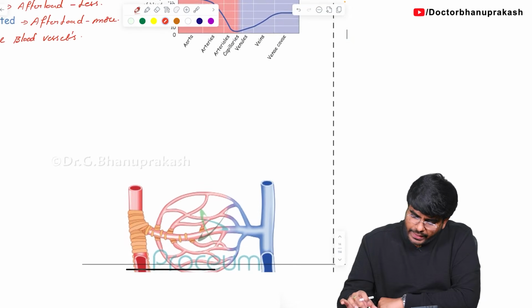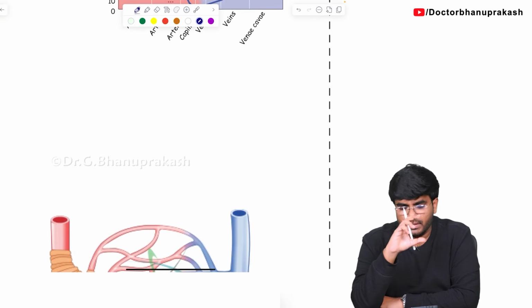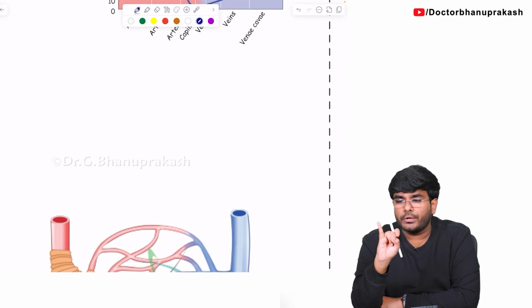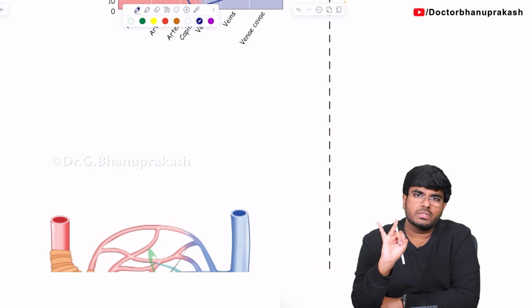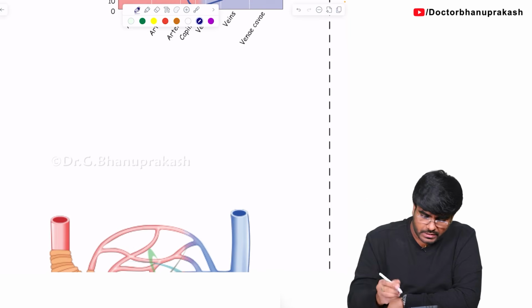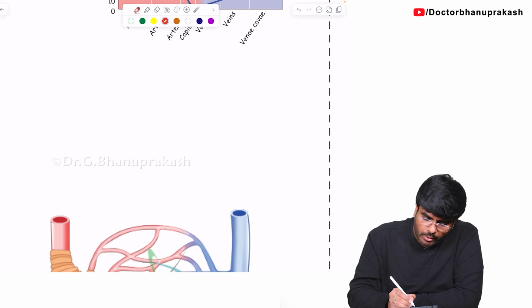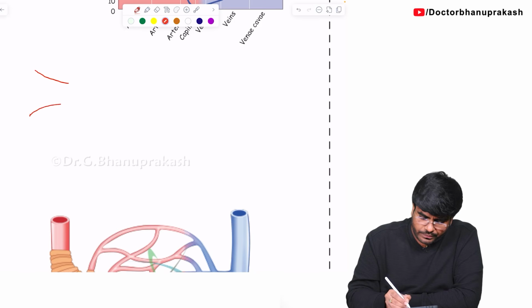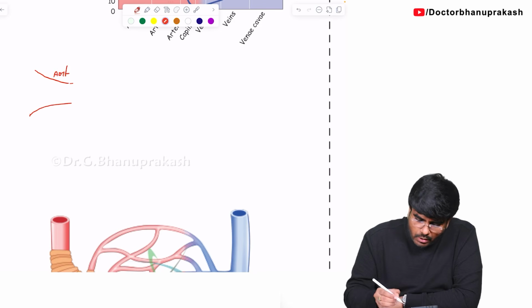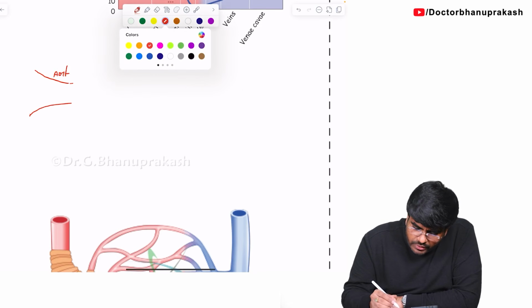Guys, let me draw a diagram here. We all know from the aorta, arteries are going to come, from the arteries, arterioles, from arterioles, capillaries are going to come, then capillaries, venules, veins, vena cava, right? Now on this side, I am talking about an arteriole. Okay, imagine here is an arteriole. This is the arteriolar end. Now, tell me, arterioles are going to divide into what?